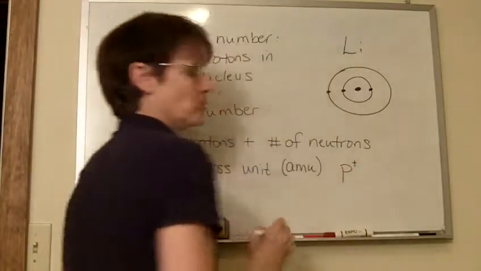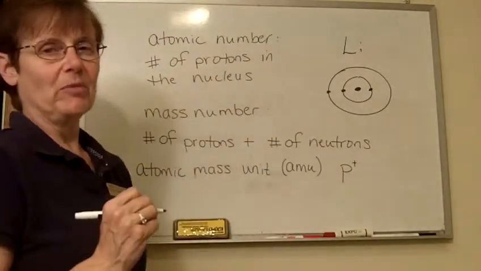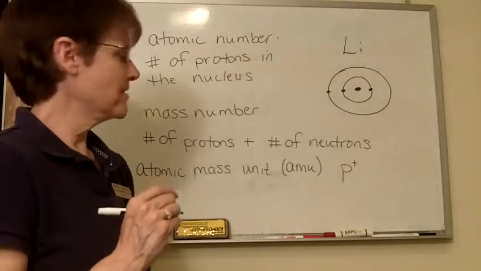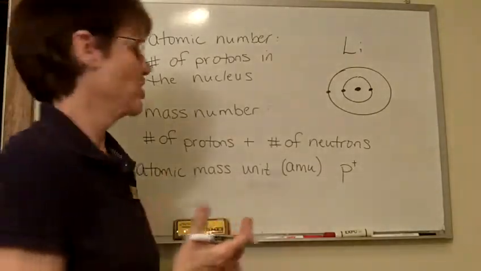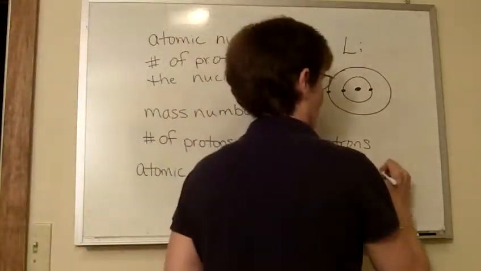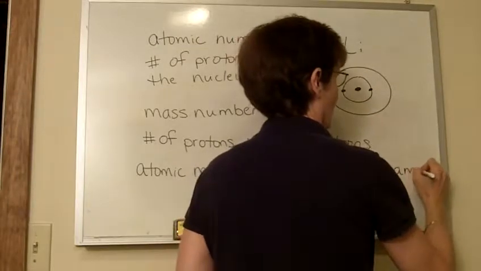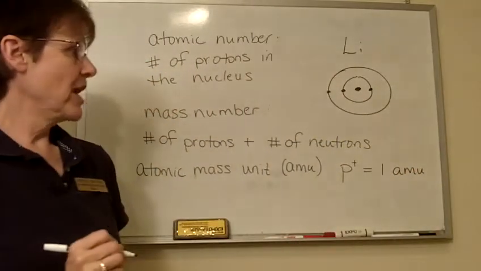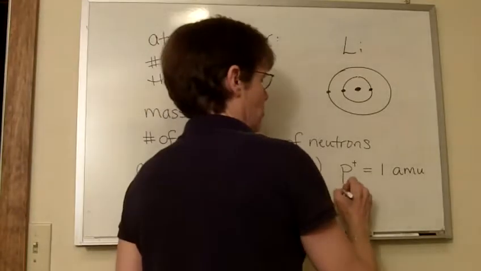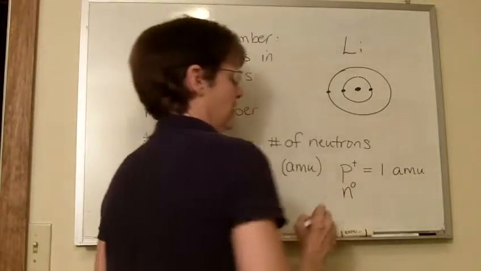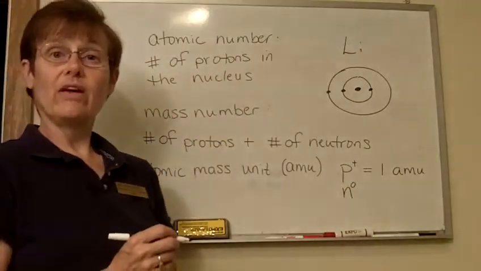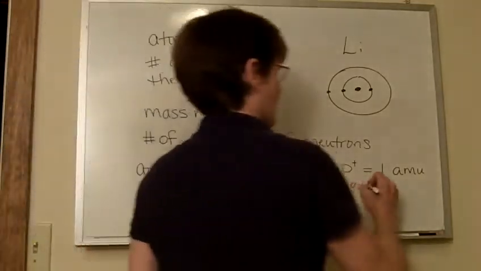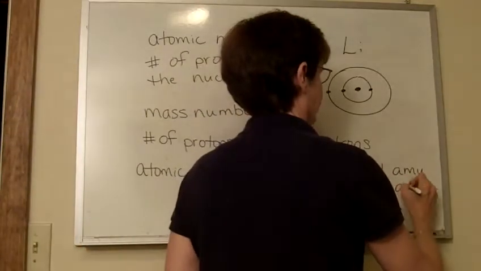Now here's the symbol for proton. I haven't introduced that before. P for proton and the plus sign to designate that it has a positive charge. So a proton has a mass of 1 AMU, and a neutron, designated with an N and a little 0 because neutrons don't have any charge, is also equal to 1 AMU.